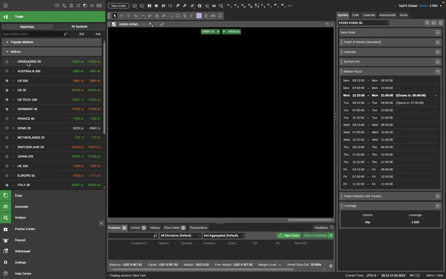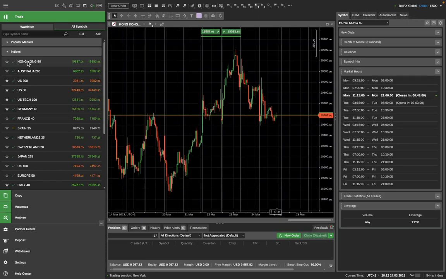So if you want to trade that Hong Kong 50, of course, you can trade it without any problem. Nevertheless, please take a look at the market hours, because those are different than the market hours for the US and the market hours for the Euro zone. So this is the situation on the Chinese market.